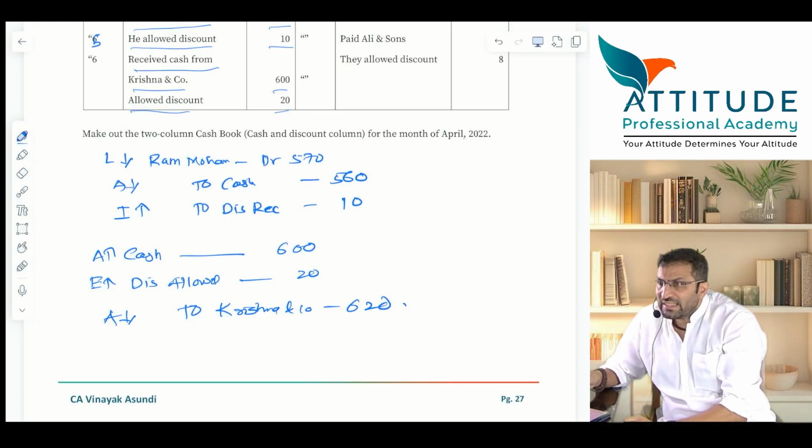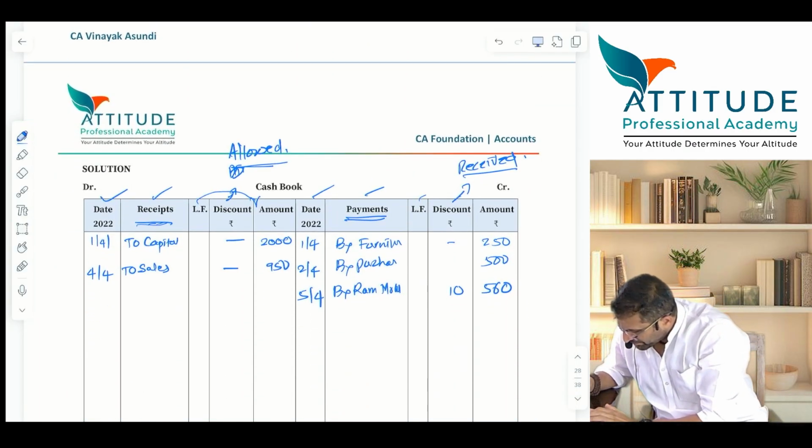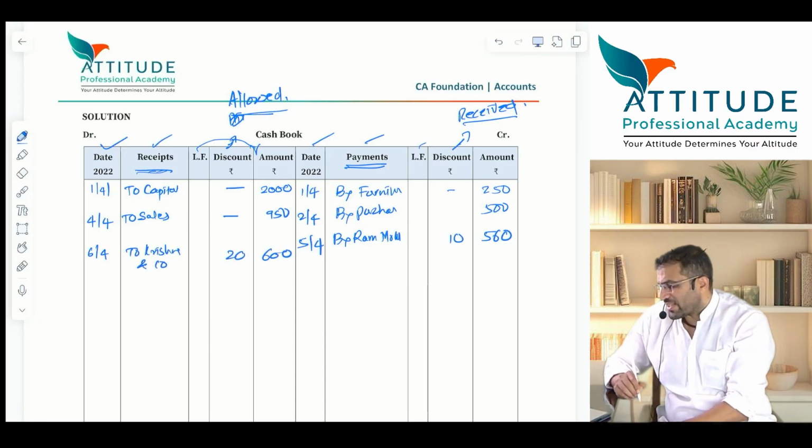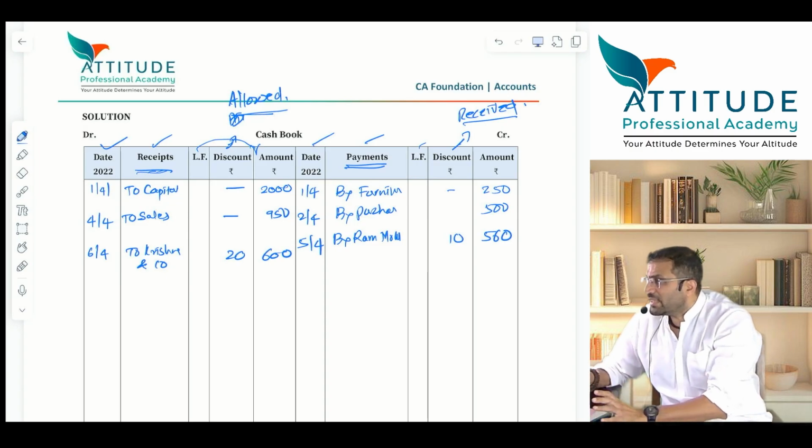Okay, we will post this. It will come on the receipt side, right? 6th. 6/4. To Krishna and Co. 20 rupees discount. 600 rupees cash received. Is that clear? Come.